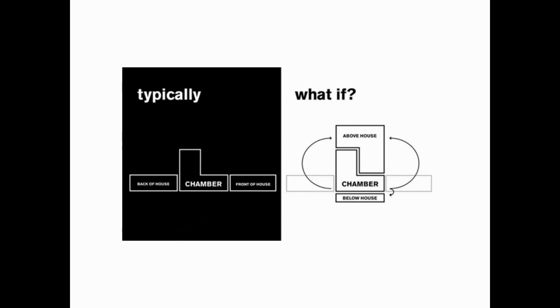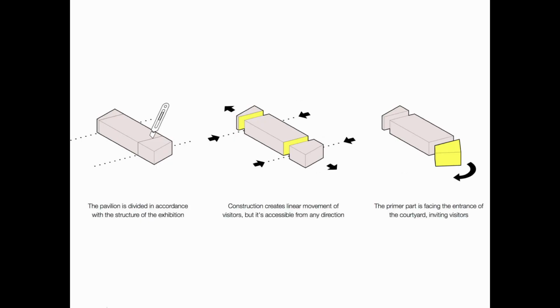We have the typical back of house, we have the chamber, and we have the front of the house. What if we did it vertically instead? So this is how it's done. What if we did it this way? Here's my typical building. What if I cut it and I reversed one of the sections? So it's usually a two-part. It usually takes two drawings to do it. But it's a good way of identifying this is what's typical, this is what changed.